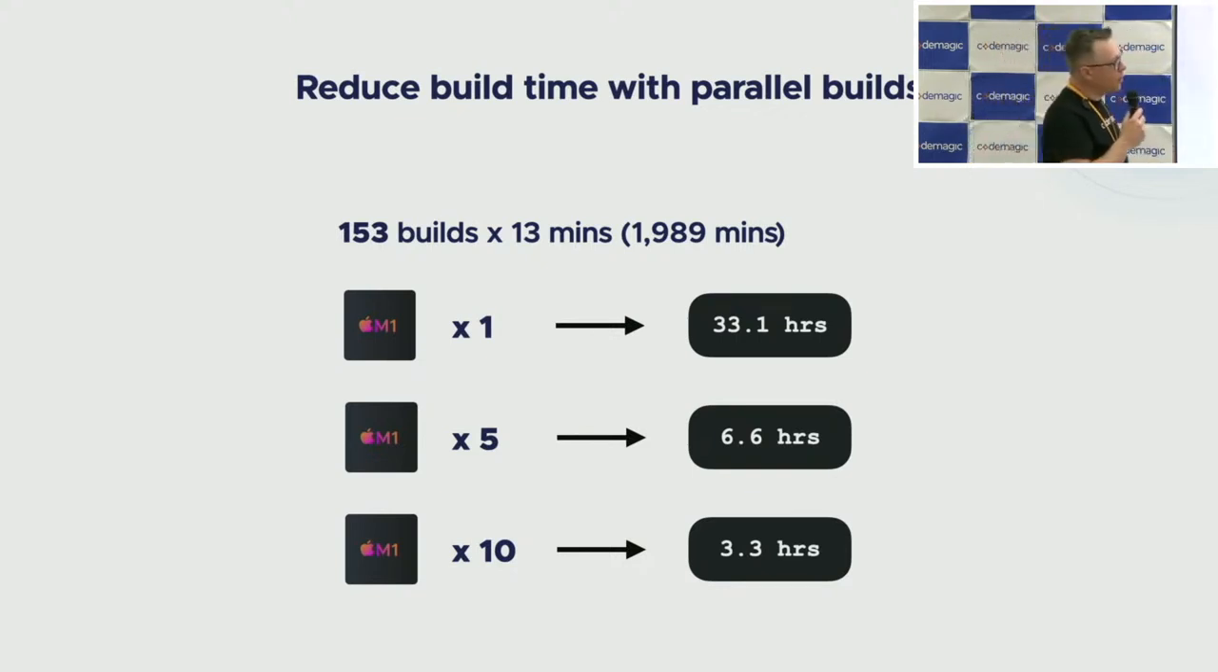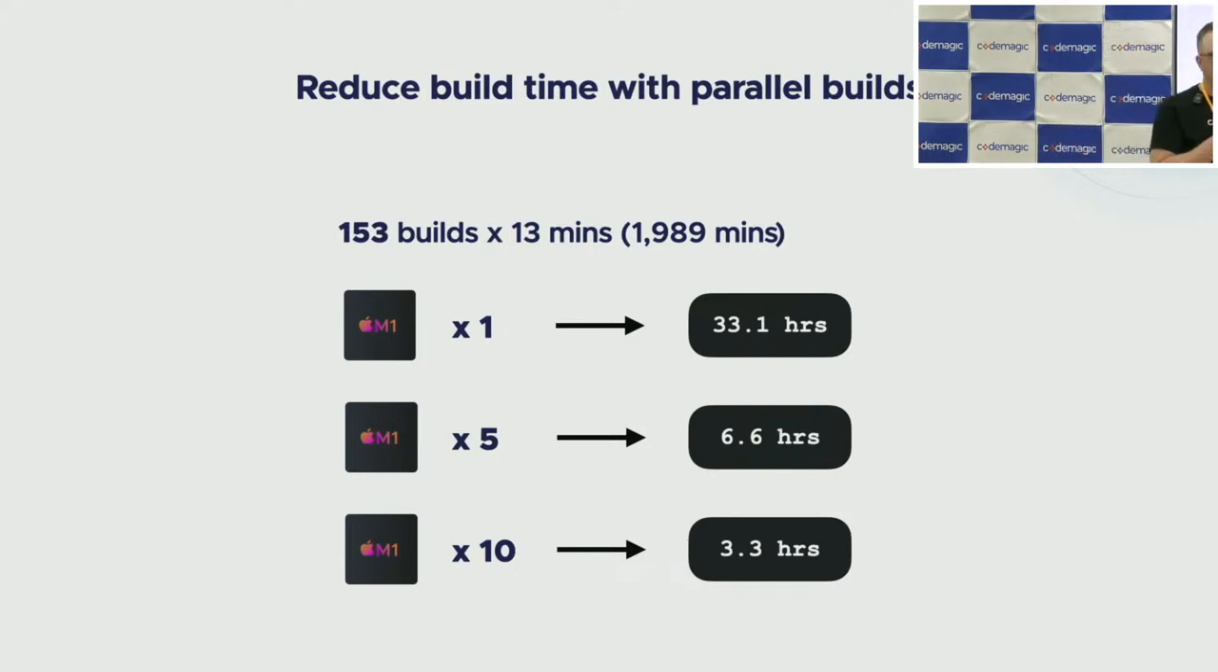So what we told them is they need to increase the concurrency. And if you do that by a factor of 5, so add 5 machines to your pool, you can reduce that to 6.6 hours. And then obviously if you go to 10 machines, you get down to about 3.3 hours.